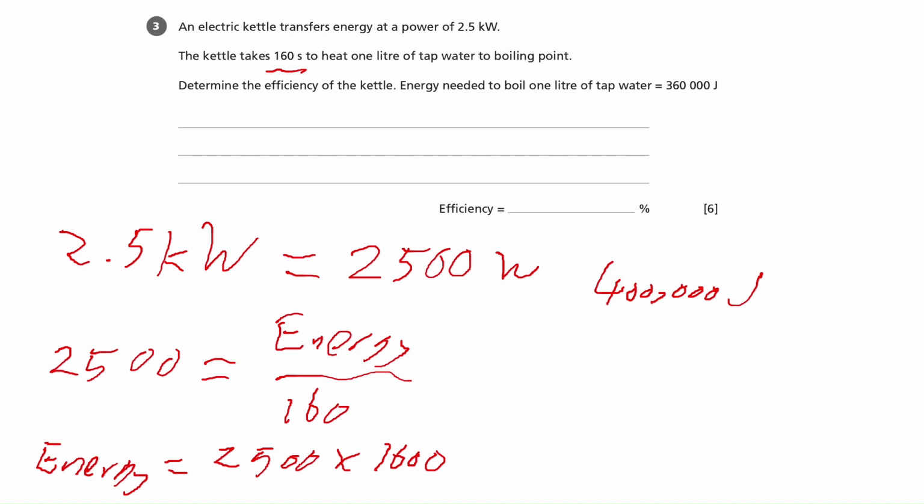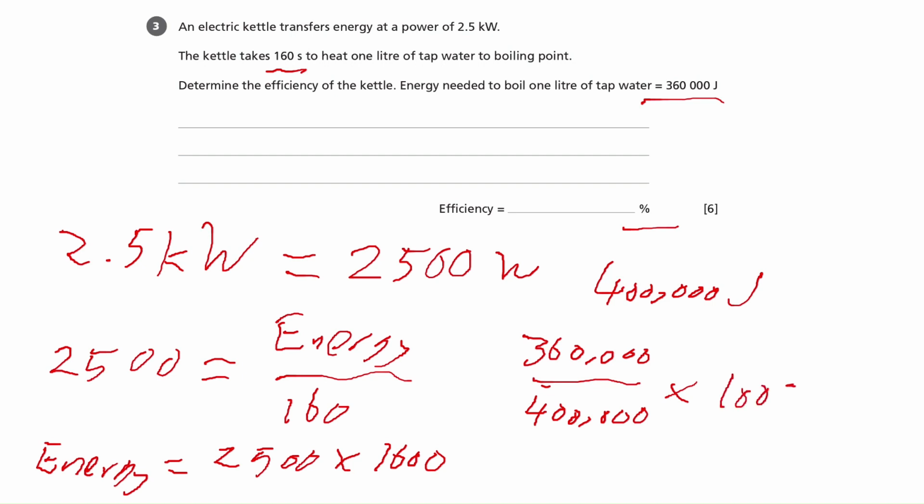Now, we've got that energy value. We know the energy needed to boil 1 litre of tap water is 360,000 joules. So to work out the efficiency, all we have to do is take the useful energy, which is 360,000 joules, divided by the energy used, which is 400,000, multiplied by 100, because we need a percentage as our answer. And that gives us an answer of 90%.